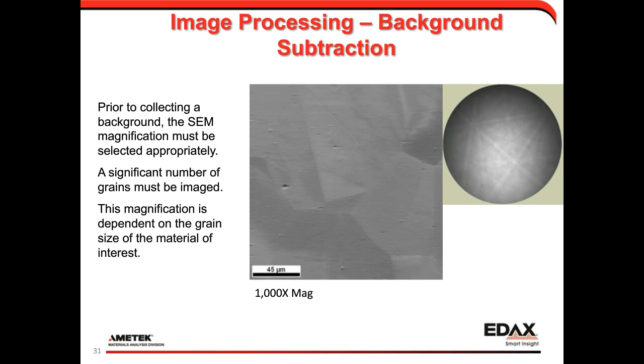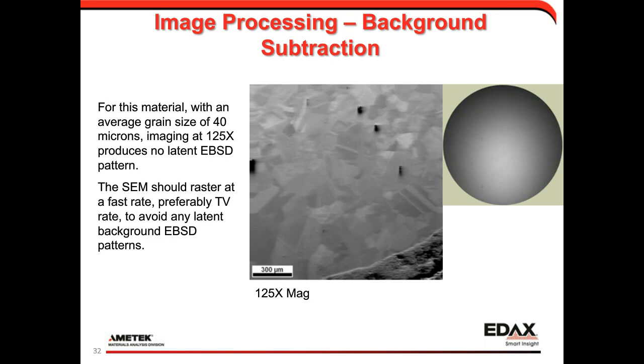So the magnification I'm going to be doing this work at should be dependent on the grain size of my material. I just want to make sure I have enough grains that one grain is not the main part of the background. There should not be a latent pattern on my camera when it's rastering over it. And this right here is what this shows. For this material, we had about 40 microns for the average grain size. Imaging at about 120x produces no latent pattern on the camera itself. Again, that's what I want. There shouldn't be any latent pattern up here.